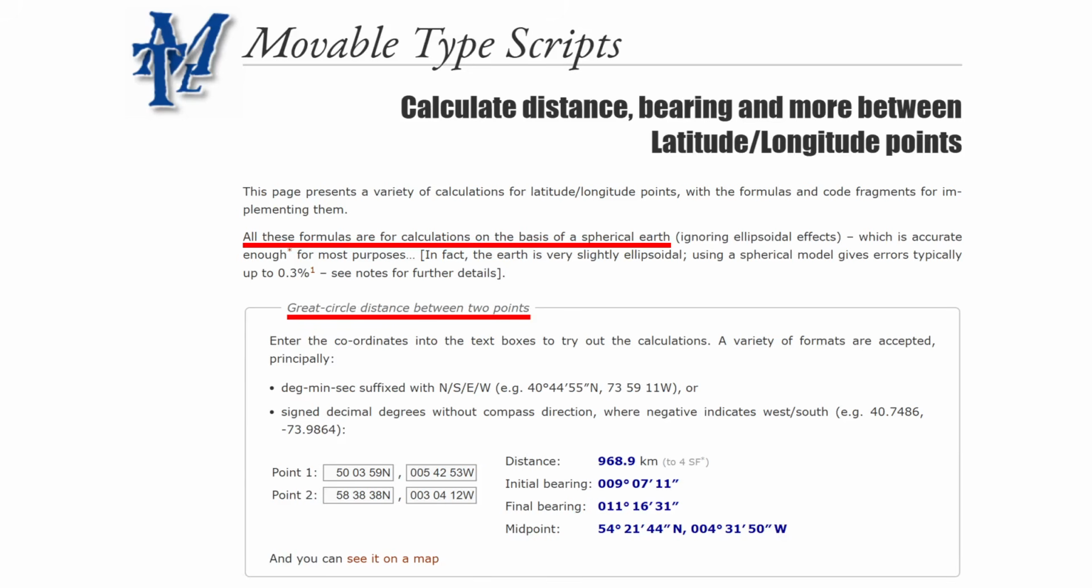Well, they've made no secret about it, because way back in February, Heffron has been openly using this website to calculate the distance between his house and the mountain, and it says explicitly, all these formulas are for calculations on the basis of a spherical Earth, and it gives you the great circle distance between 2 points.